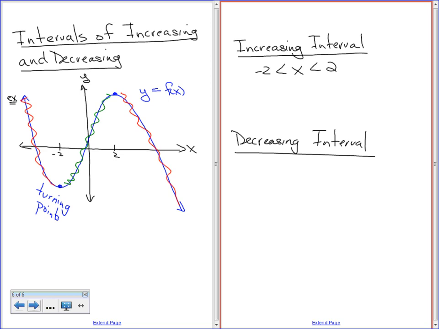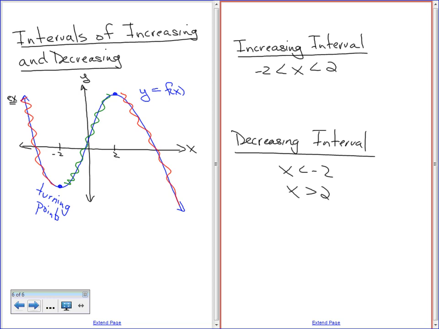Okay. I want to do the intervals of decreasing now. So the function is decreasing on this side of -2, which is all the numbers less than -2. So x is less than -2. And then it's decreasing again after. So x is greater than 2.